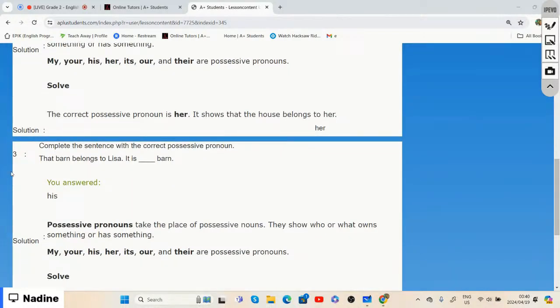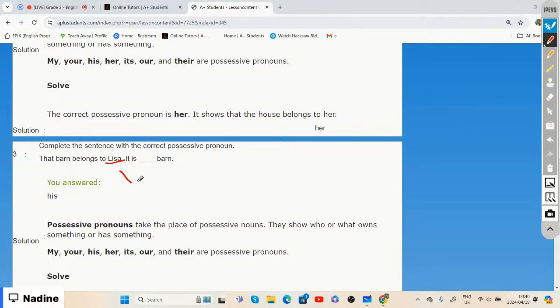That barn belongs to Lisa. Lisa's a girl. So we can say it is her barn. So the barn belongs to Lisa, who's a girl, so we say it is her barn, right?